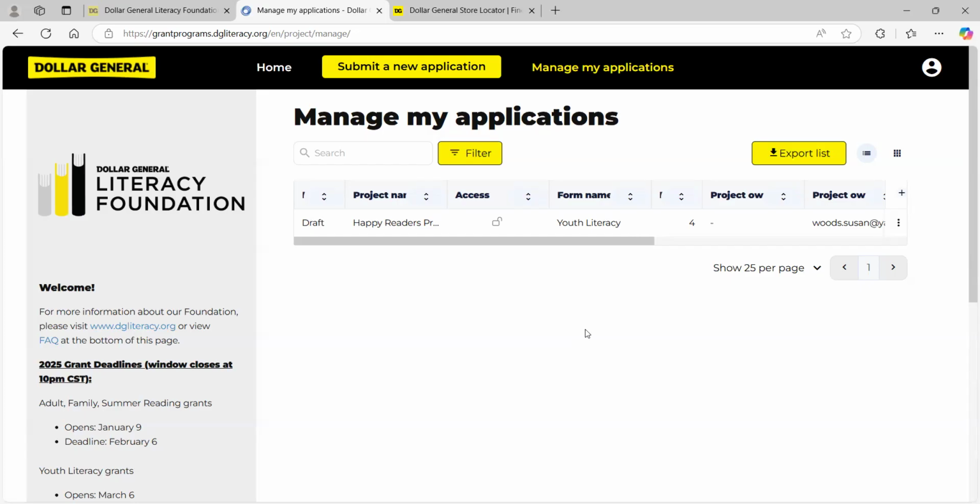So again, I'm Susan Woods of Susan Woods Nonprofit Solutions. I wanted to share with you how to apply for grant money to support a youth literacy program to teach children how to read under the Dollar General Literacy Foundation. Thank you so much for your time.